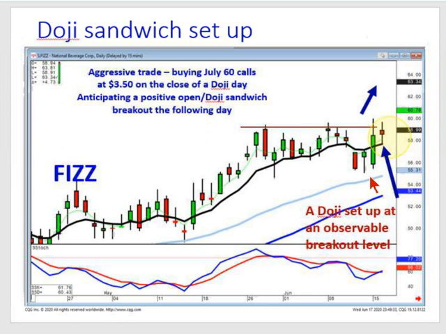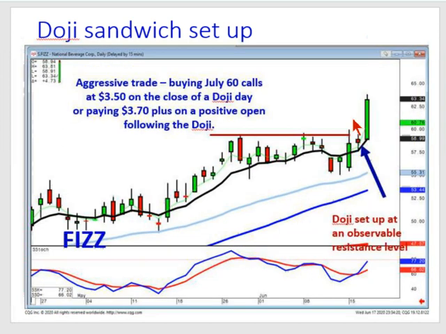The J of a J hook pattern is wave 2. So what would we expect on this one? That if it opened positive, we got a doji sandwich. What would the doji sandwich tell us? It would tell us that this resistance level is not acting as resistance.